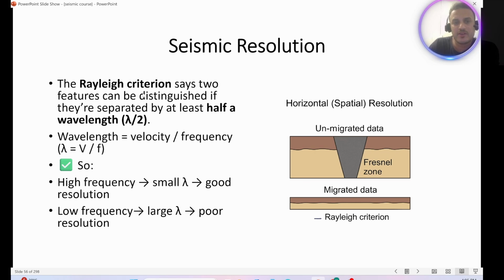Okay, so the Rayleigh criteria. We use the Rayleigh criteria, as we said, to convert the data from unmigrated to migrated data. Two features can be distinguished if they are separated by at least half a wavelength. So two features can be separated if they are lambda divided by 2 apart. And you know the wavelength is velocity divided by frequency. So the higher the frequency, the smaller the lambda and the better the resolution; low frequency, large lambda, poor resolution.